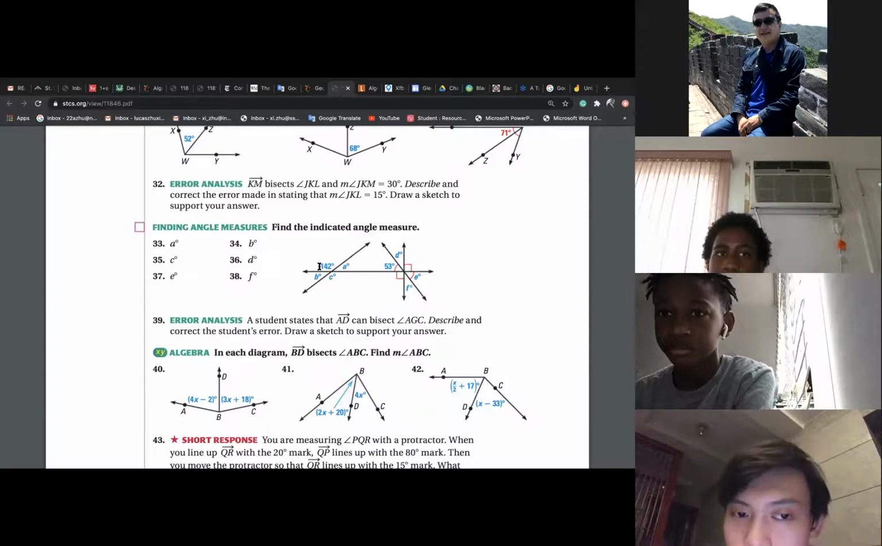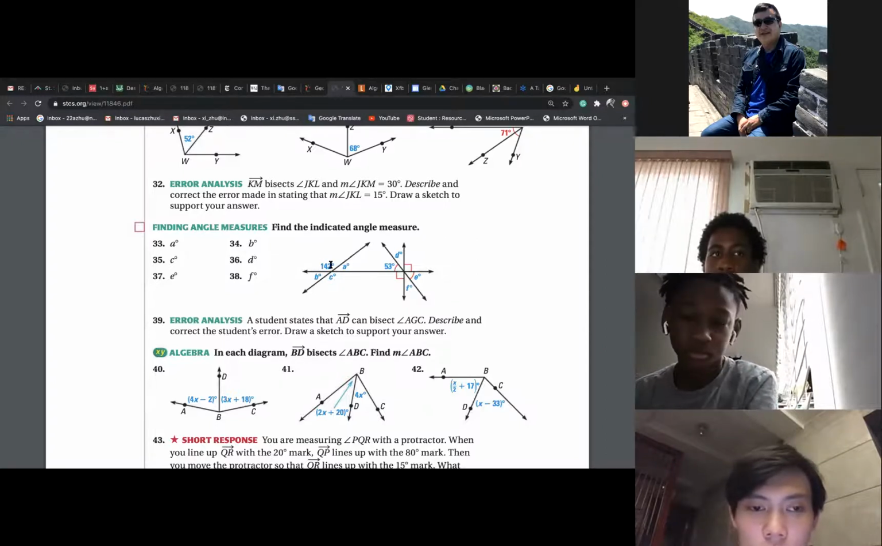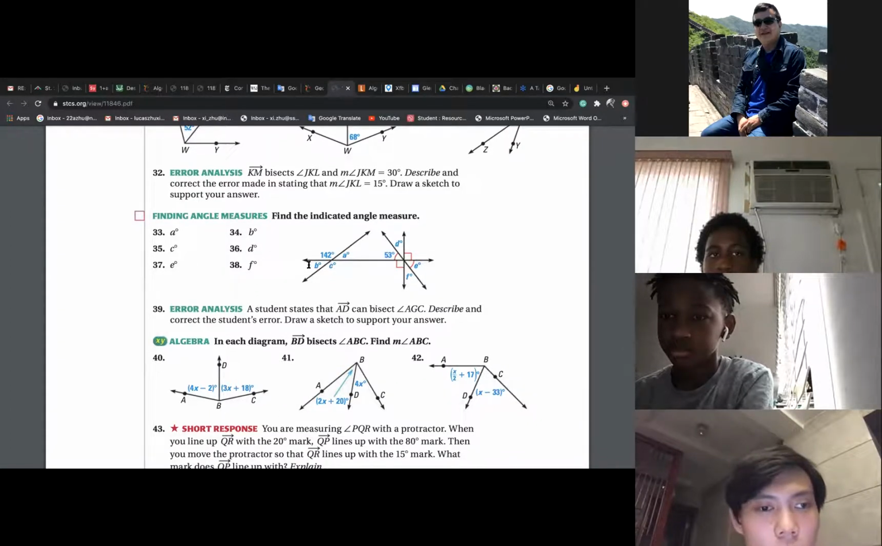Remember, you know that this is a straight angle, which gives you 180 degrees. So if you use 180 minus 142, you get 38, which is A, right? Okay. But how about B? What's the measurement for B?